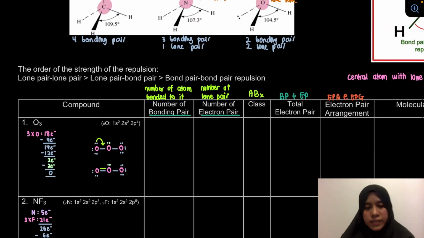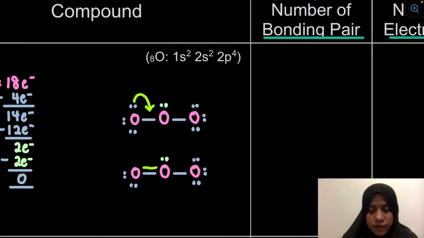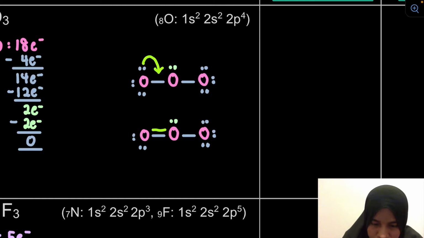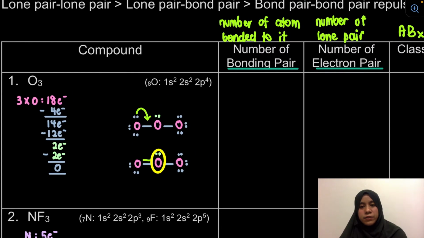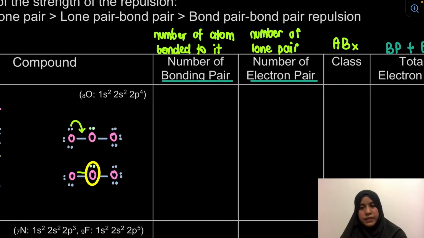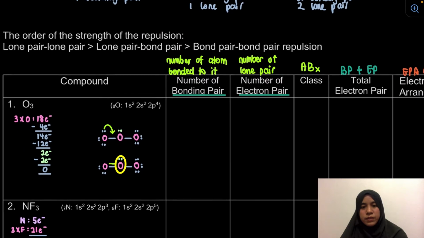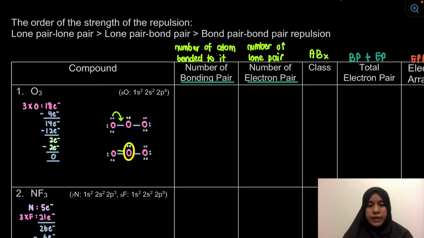Okay, so dekat sini, even though all the atom is the same, tapi kita ambil oksigen tengah-tengah ni lah sebagai central. Oxygen in the middle tu sebagai our central. Okay, next is actually number of bonding pair. Number of bonding pair is actually number of atom bonded to it. Okay, how many atom bonded kepada dia? 1, 2. Okay, so dia 2.